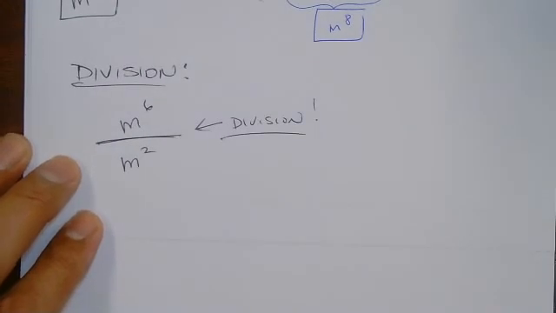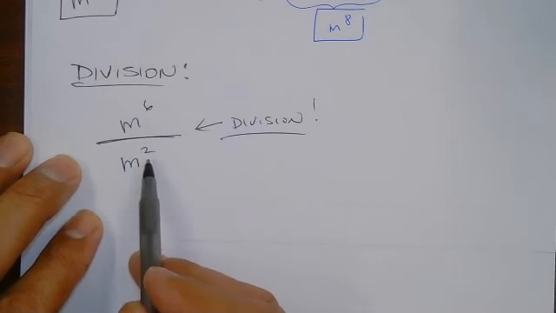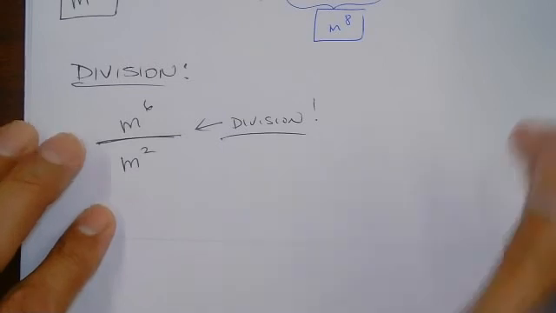What is m^6 divided by m^2? Oh, come on, mister. 6 divided by 2 is 3. I'm smart. Is the answer m^3? Is it m to the power? No, 6 divided by 2 is 3, right? Yeah, that's not the answer.